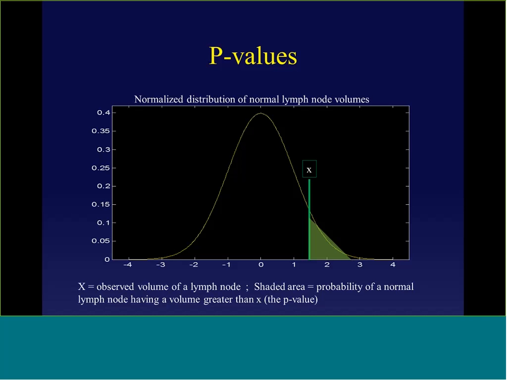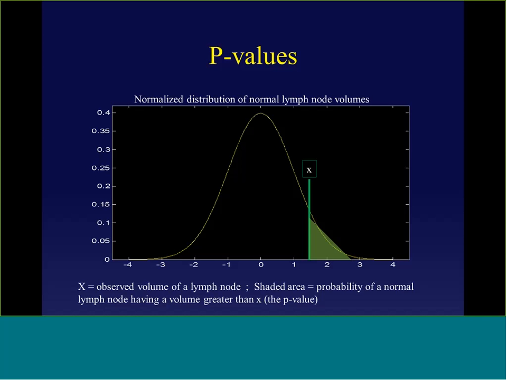So what one does is look at the area of the curve at the value of X and more extreme, greater. You add all that area up, or integrate it, and you compare that with the area of the curve lower than X, and that will give you the probability of a lymph node of this size coming from this distribution.